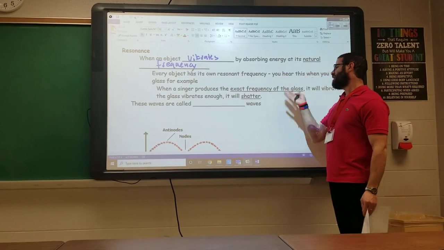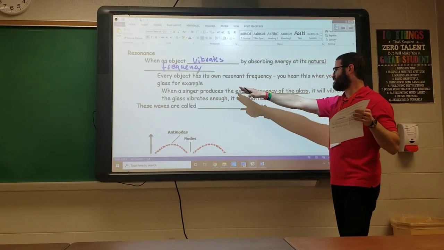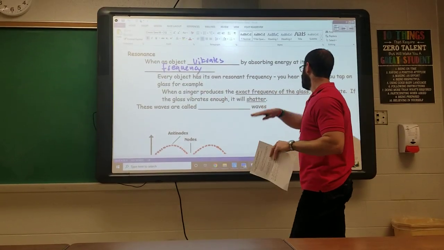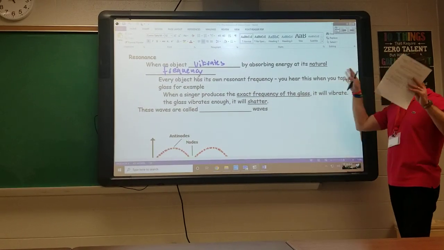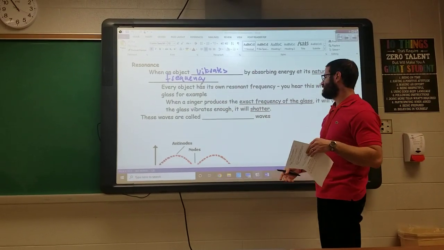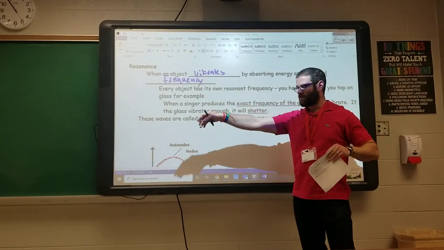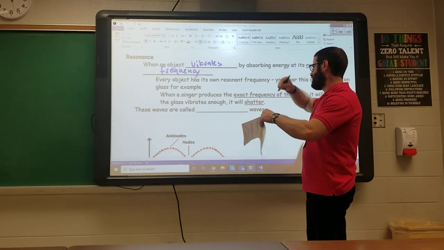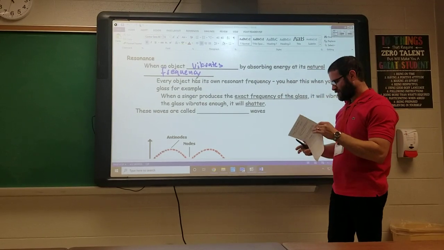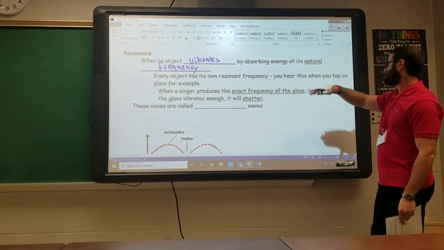Tapping on a glass, the sound you hear is the sound at its resonant frequency. You may have heard that some singers produce the exact frequency of a glass, which causes it to vibrate at its natural or resonant frequency and shatter. So that's resonance, when an object vibrates at its natural frequency.